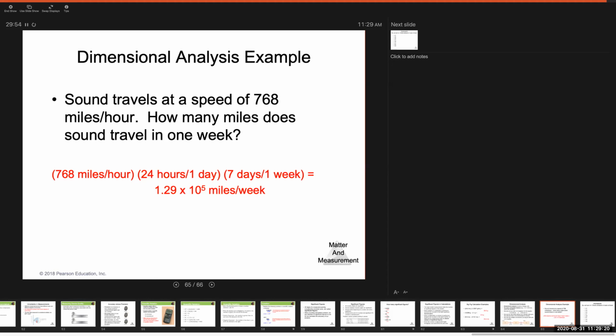So that same basic approach, that same basic idea of canceling those units out is what you'll do every time when you do a dimensional analysis. So the names change, the ratios change, things like that change, but the basic idea will always be the same, okay?